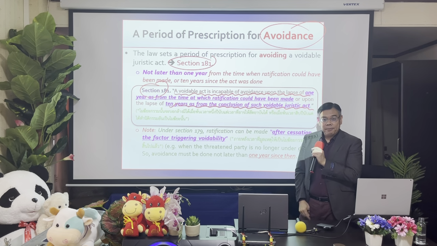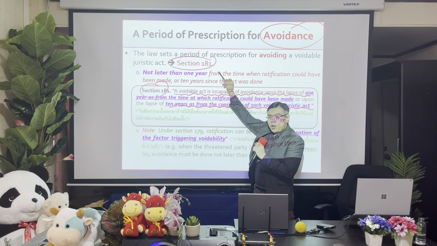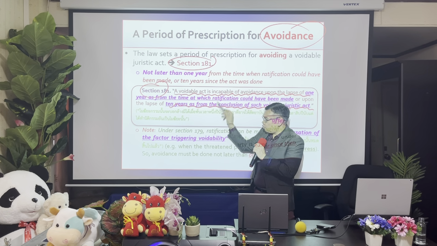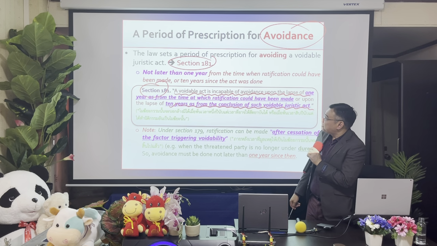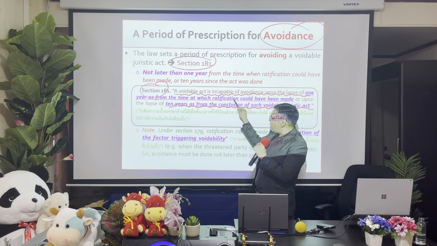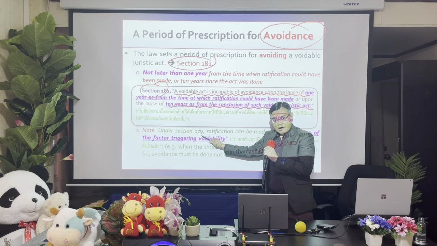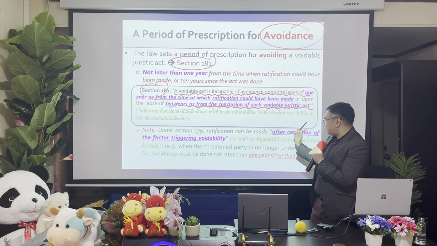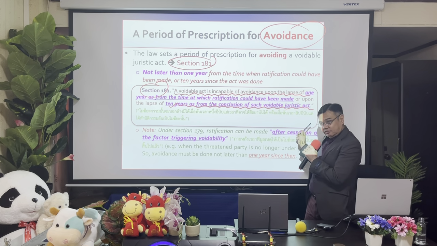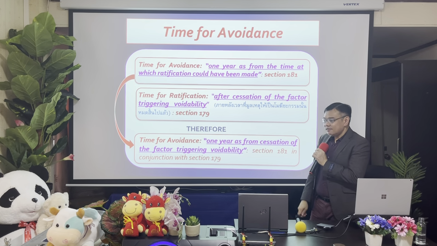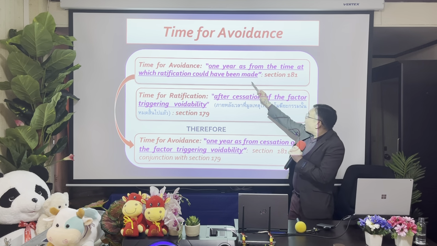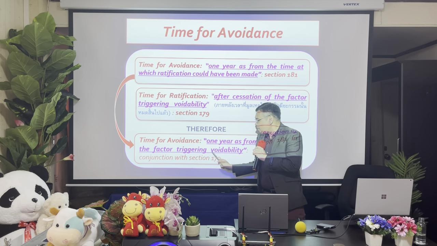When we apply the provision of section 181, we have to consider it in conjunction with section 179, because 181, which prescribes the period of prescription for the exercise of the right to avoid the juristic act, provides that avoidance will have to be made within 1 year as from the time at which ratification could have been made, given that section 179 says that ratification can be made as soon as the factor which triggers voidability ceases to exist. So when we apply 181, we can conclude that we can avoid the juristic act within 1 year as from the cessation of the factor triggering voidability.